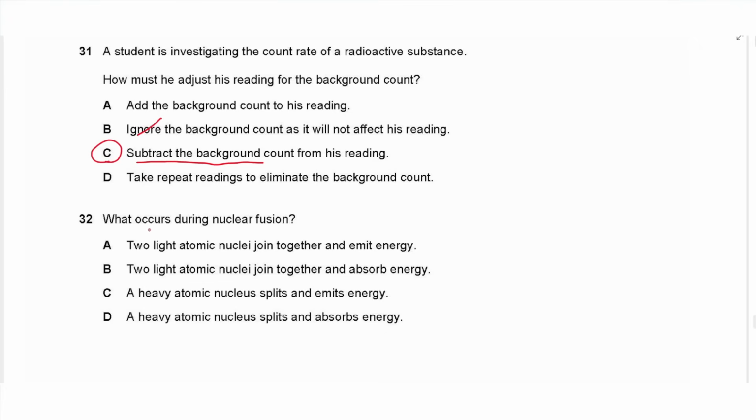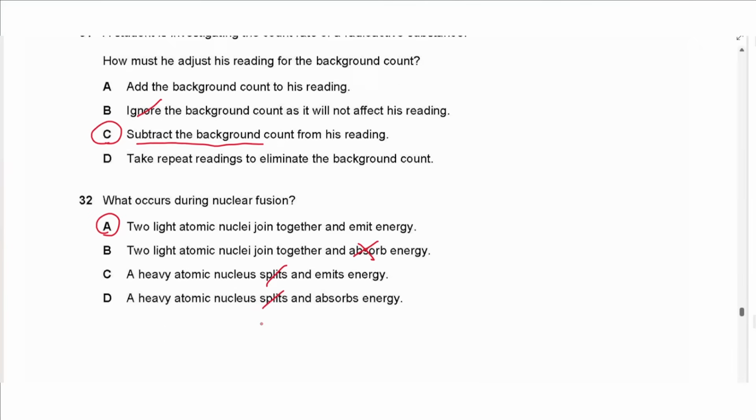Question 32 says, what occurs during nuclear fusion? Two light atomic nuclei join, yes, and emit energy, not absorb energy, so the answer is A. Splitting nuclei occurs in fission, not fusion.